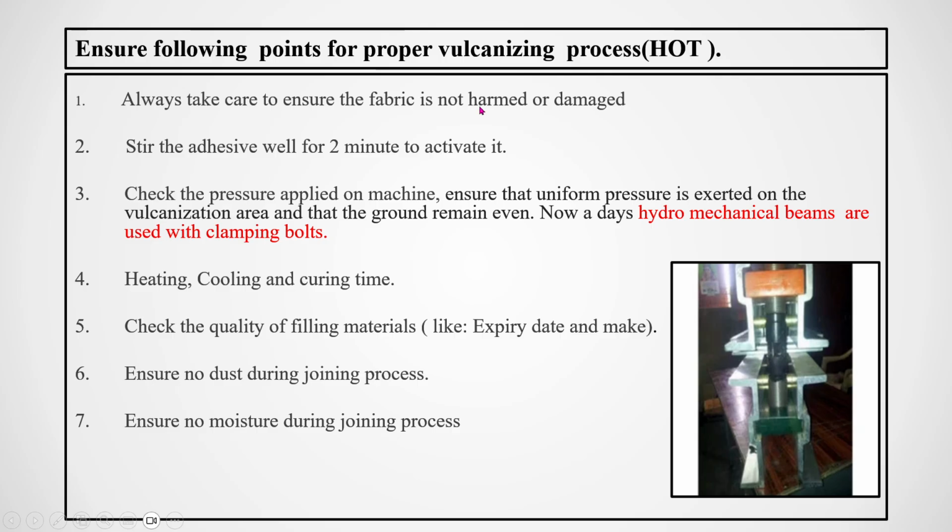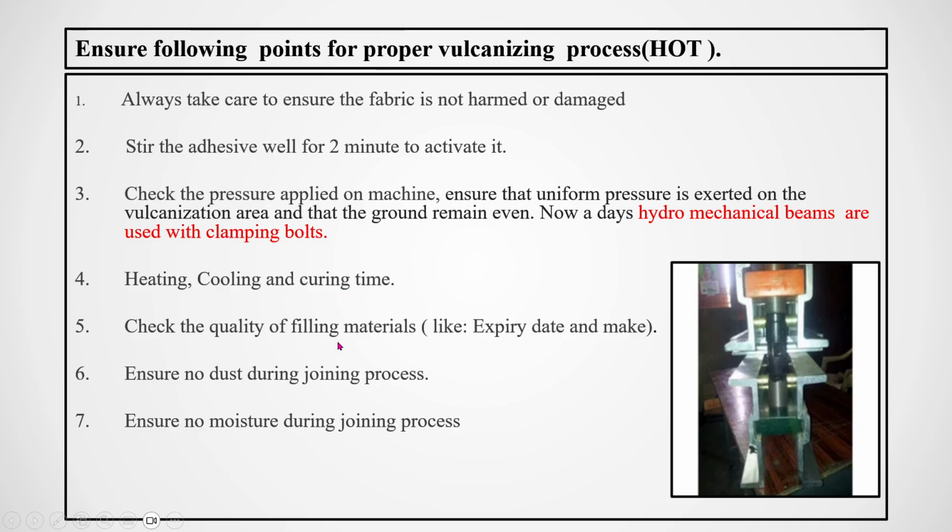But for hot vulcanizing, always take care to ensure the fabric is not harmed. The carcass should not be damaged. Start the adhesive, wait 2 minutes to activate it. Check the clamping frame, the hydro-mechanical clamping. Here pressure as well as heat is required. So these clamping and hydro-mechanical clamping are used with clamping bolts, so that the pressure will be uniform. Heating, cooling and curing time are a must.